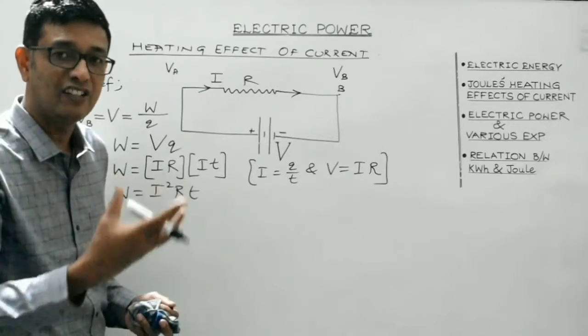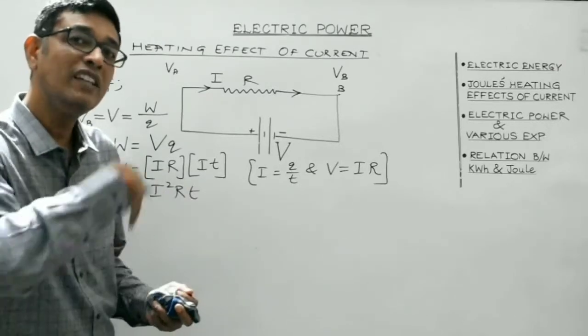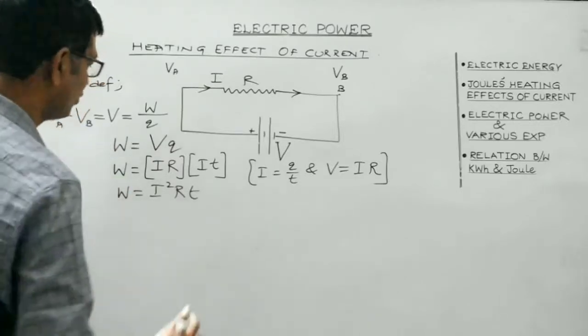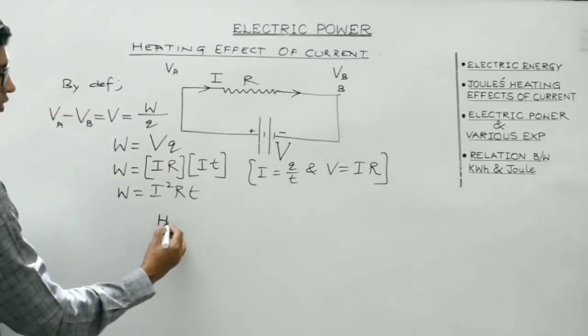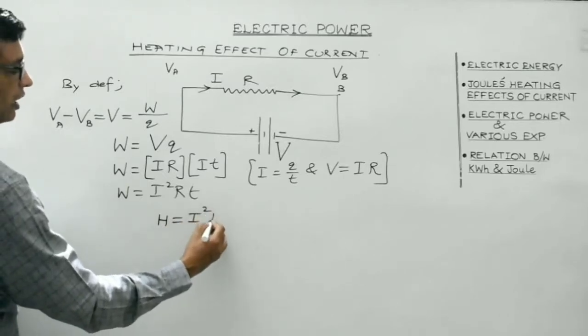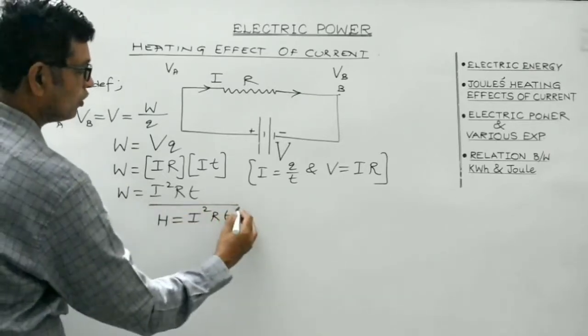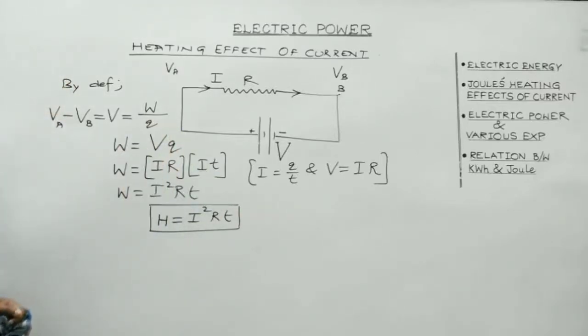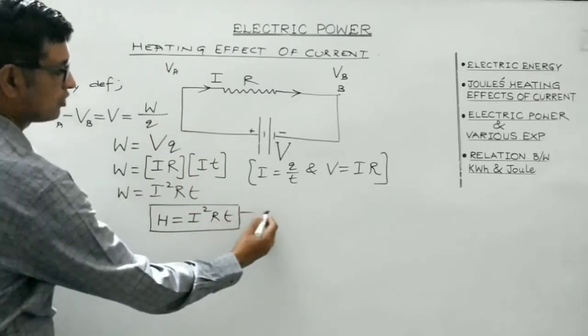And this electrical energy, students, gets converted into heat energy, perfectly in accordance with the law of conservation of energy. Therefore, the amount of heat produced across the conductor is I square RT. This amount of work done appears across the conductor in the form of heat. And as I have stated earlier, there are three expressions.